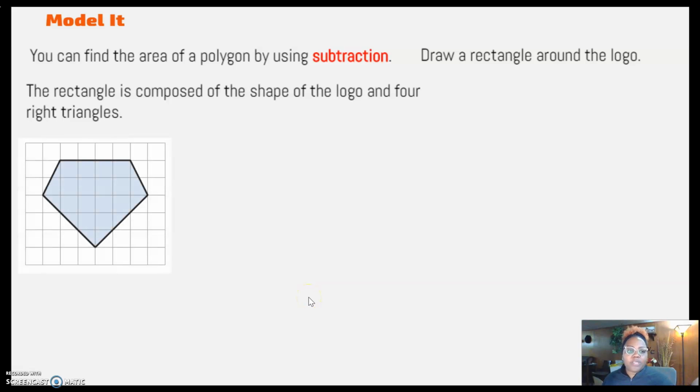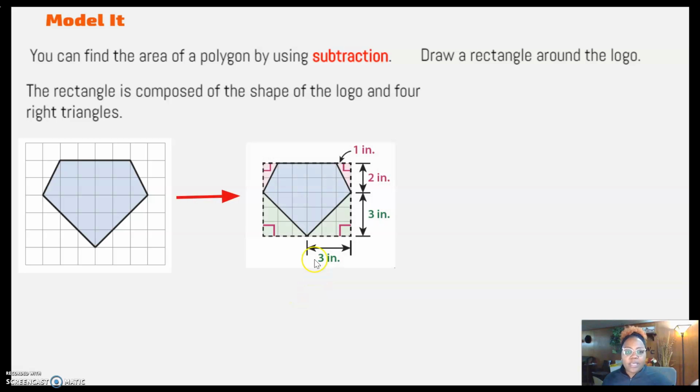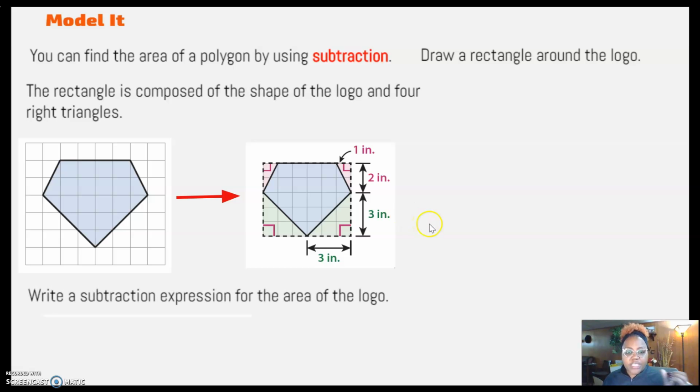Here's our logo from the designer. And then if you draw a rectangle around it, now the logo is still intact in the middle, but now we've drawn a rectangle around the shape to make it look like something that we know. We know what the area of a rectangle is. So it's still the same thing. You have to take it piece by piece to find the area. So now we're going to write a subtraction expression for the area of the logo. Okay? So here, I'm going to break this expression down for us.